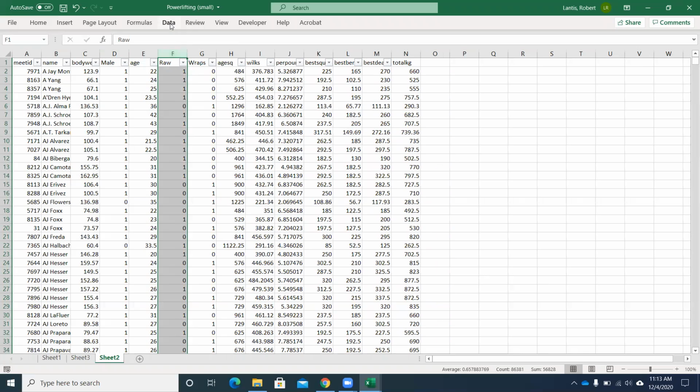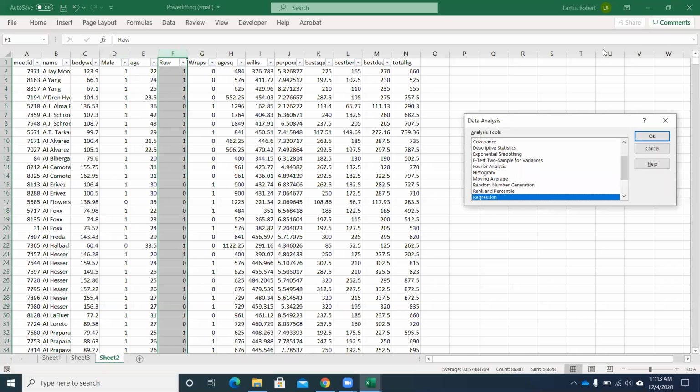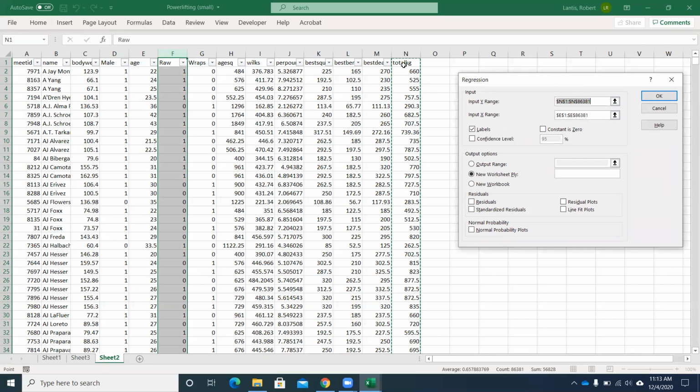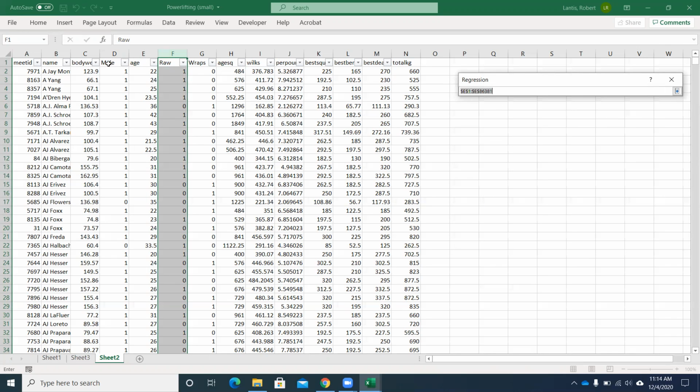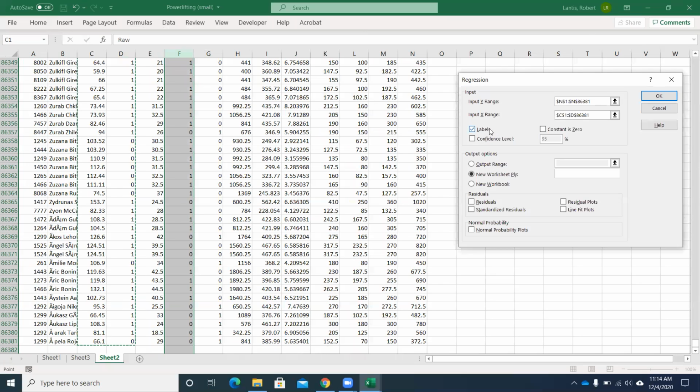Okay. So I'm going to go back to the data, then data analysis, regression. I still want my Y variable to be total kilograms lifted, but now I want two X variables, body weight and male. Control Shift or Command Shift on a Mac, down arrow. Got our labels selected, put it on a new worksheet, hit OK.